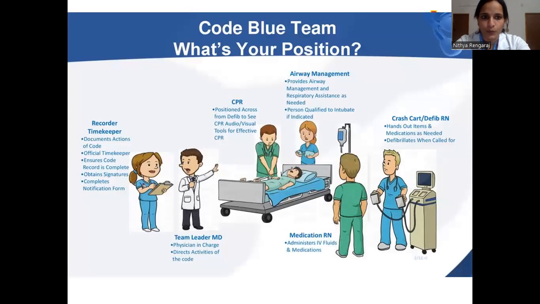There is a team for Code Blue, but there's always only one leader. For example, in this picture, you can see that the team leader here, who is wearing the apron, is taking leadership. He's mostly the anesthetist or a physician in charge, and he always directs the activities of the code. There are different other members of the team: a recorder and a timekeeper, a person who is going to do CPR, a person who's going to manage the airway, somebody who's ready with the defibrillator to deliver the shock, and another person who's going to give the medications.